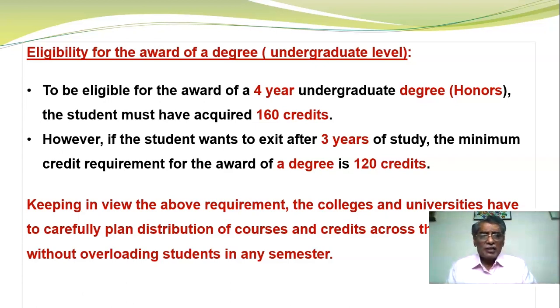Then eligibility for the award of a degree, it is undergraduate level I have given. For 4-year undergraduate degree honors, the student must have acquired 160 credits. However, if the student wants to exit after 3 years of study, the minimum credit requirement for the award of the degree is 120 credits. Keeping in view the above requirement, the colleges and universities have to carefully plan distribution of courses and credits across the semesters without overloading the students in any semester.